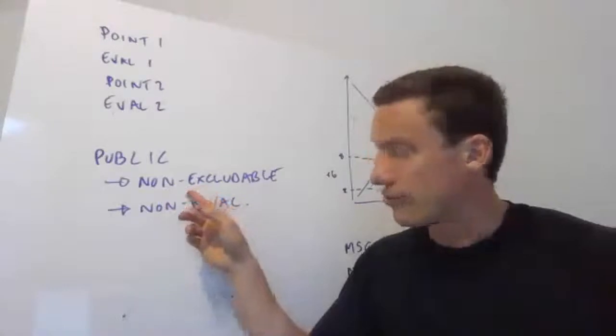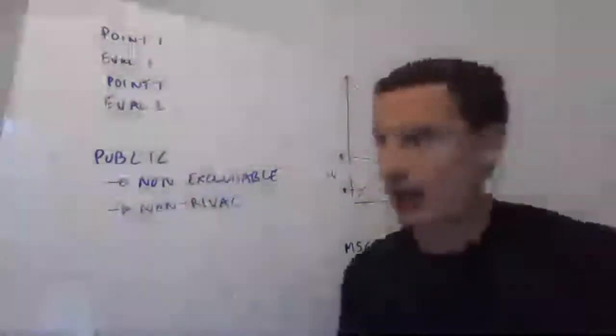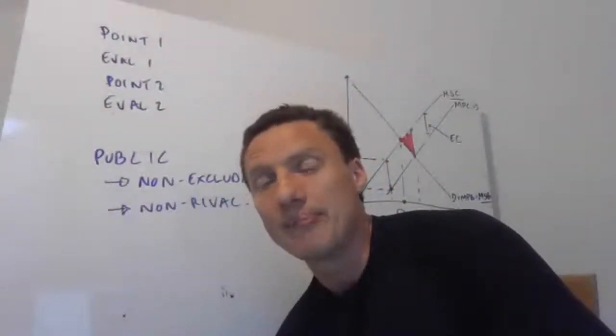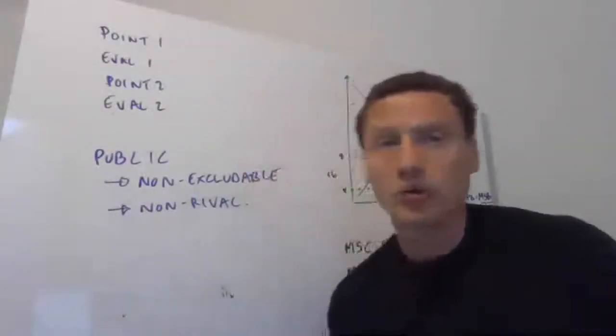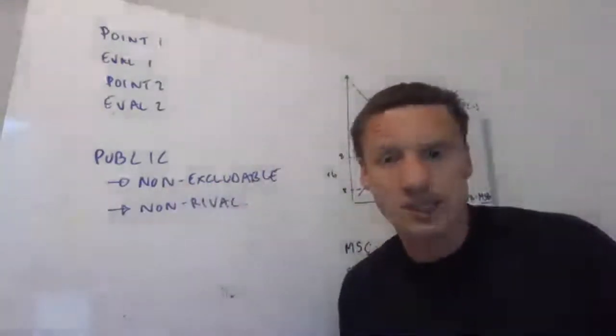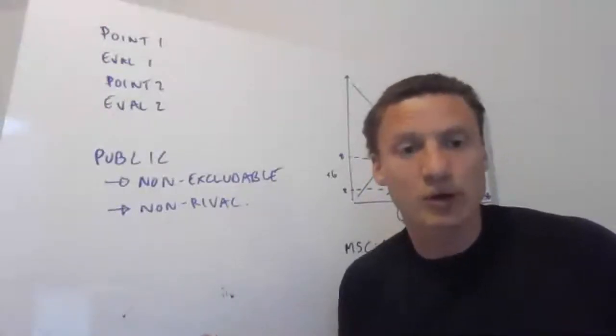You can be non-excludable but rival. So for example, what's a really good example of that? Fish in the sea. We can all go fishing in the sea, so that's non-excludable. We don't have to pay to go fishing in the sea. But if I pick up a fish from the sea, that's rival. You can't. So that would be a good example.